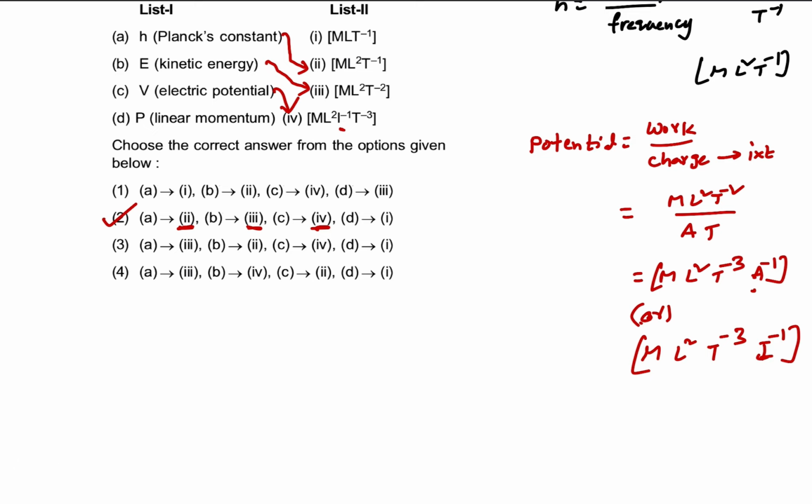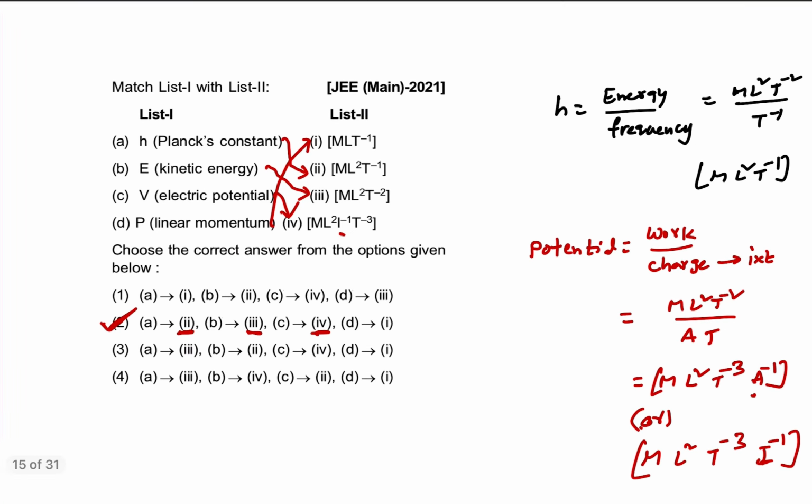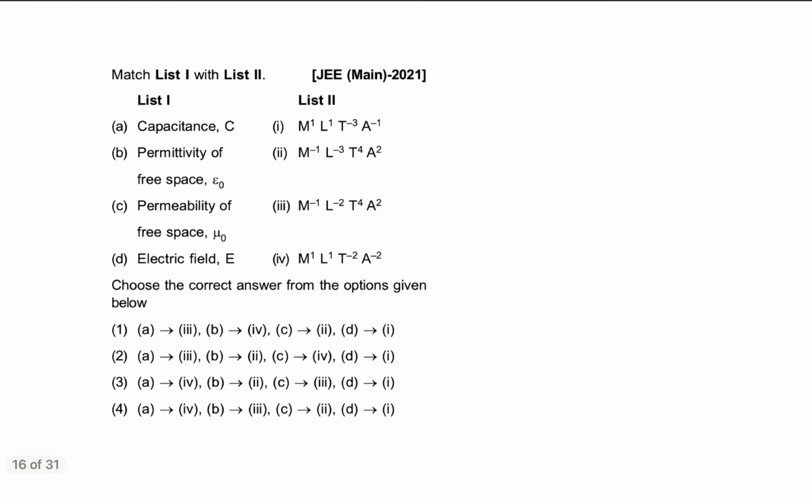Next, linear momentum. Linear momentum is, we know, kg meter per second. So you can see kg meter per second, so the second option is the correct option. Okay, next one.